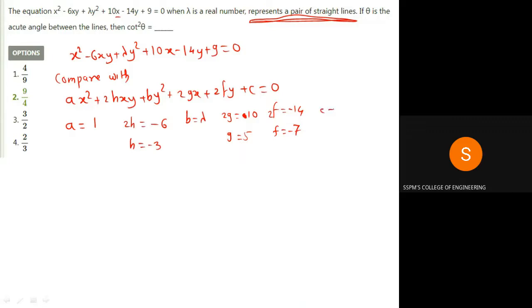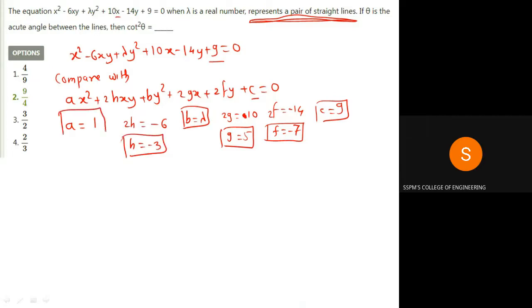And what is the value of c? C means the constant, that is 9. C is equal to 9. So these are the values that we got after the comparison. So these are the values a, h, b, g, f and c. Now what is given?